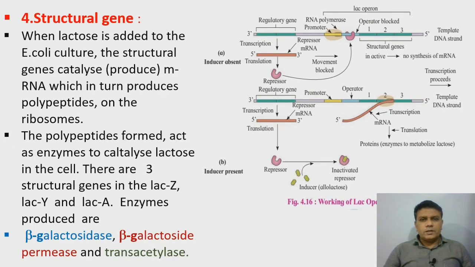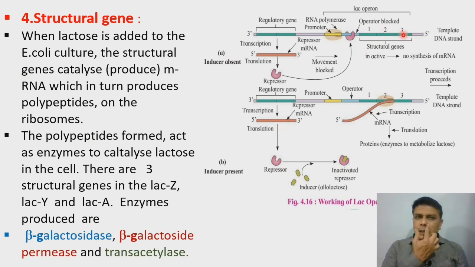The structural genes which are present after the operator gene play an important role in the lactose operon model. When lactose is added to the Escherichia coli culture, that means these Escherichia coli bacteria are artificially grown on a nutrient medium. So when such lactose is added to the Escherichia coli culture, the structural genes, that is Z, Y and A.